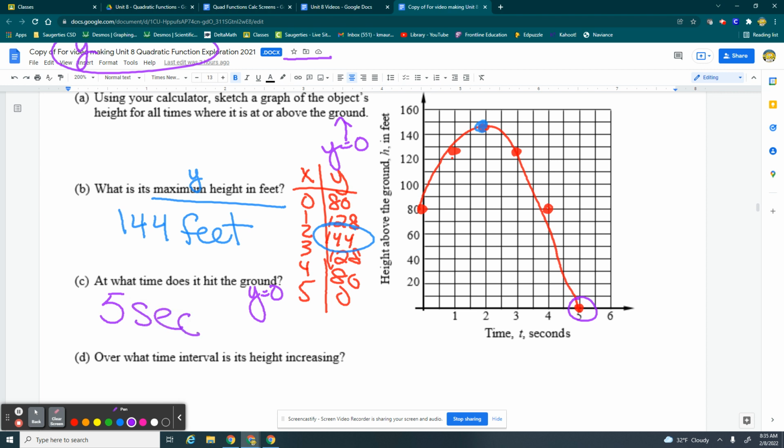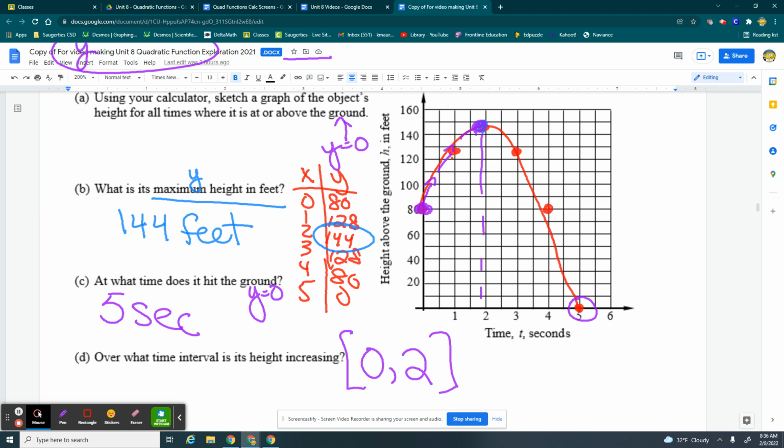And then part D, over what time interval is the height increasing? That means, where is it going up? So right when we have time 0 to time 2. So we're going to use that interval notation we did back in the fall, 0 to 2, and then I'm going to put my square brackets. So between 0 and 2 seconds, whatever we shot out, an object is increasing.